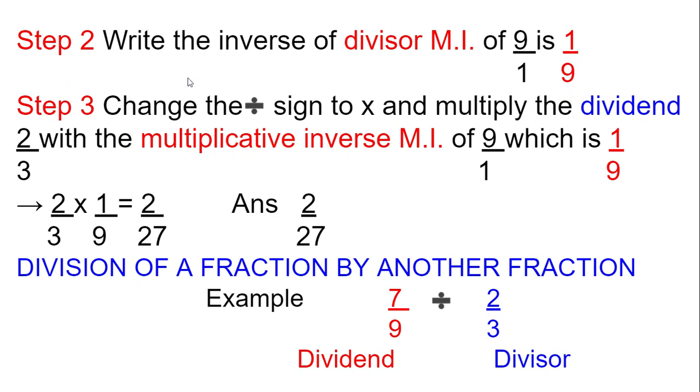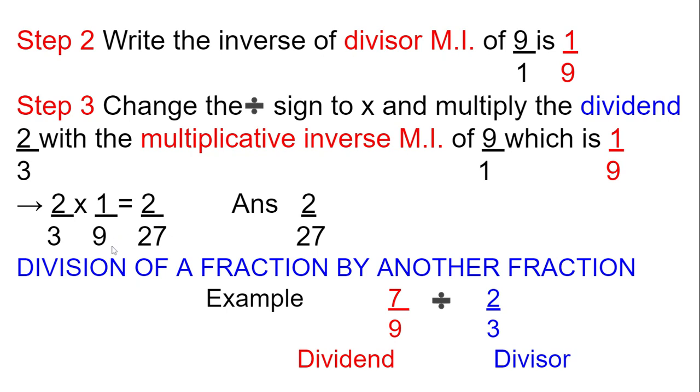Step 3. Change the division sign to multiplication sign and multiply the dividend 2 upon 3 with the multiplicative inverse of 9 upon 1, which is 1 upon 9. So we get 2 upon 3 multiplied by 1 upon 9. This is equal to 2 upon 27, and that's the quotient.